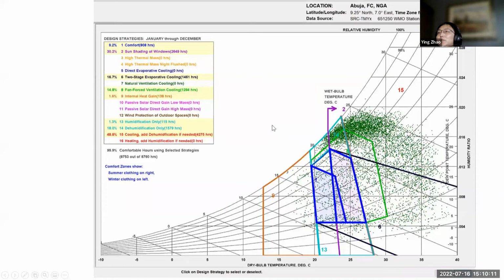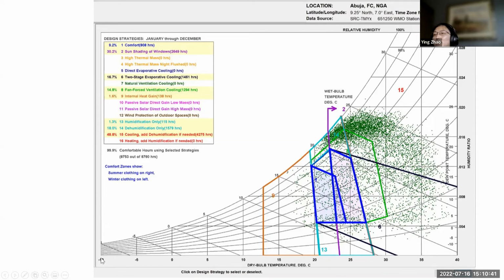So that chart shows the strategies that could be effective. You can see the most, like 48%, almost half of the hours, fall under cooling and dehumidification that typically need air conditioning. That's on the higher right side of this chart. I'll just explain the chart.